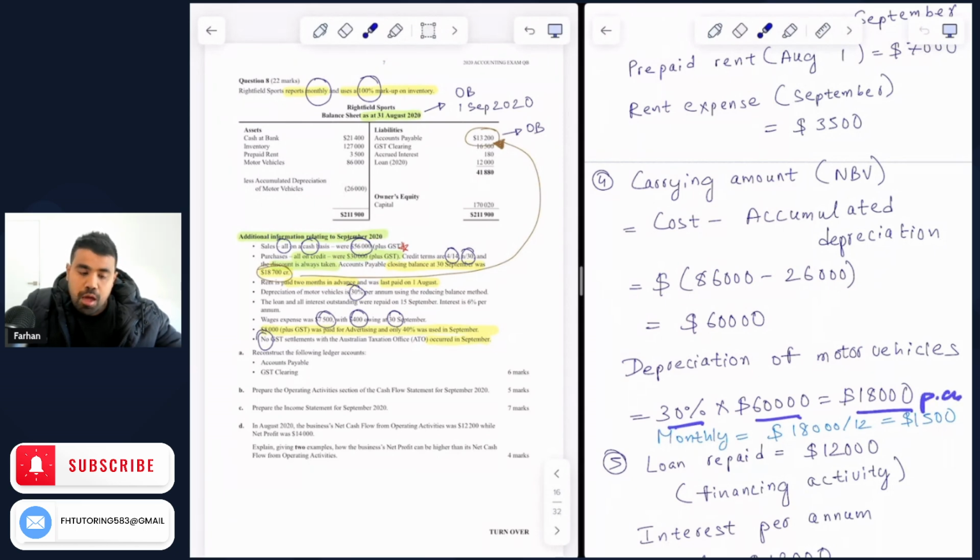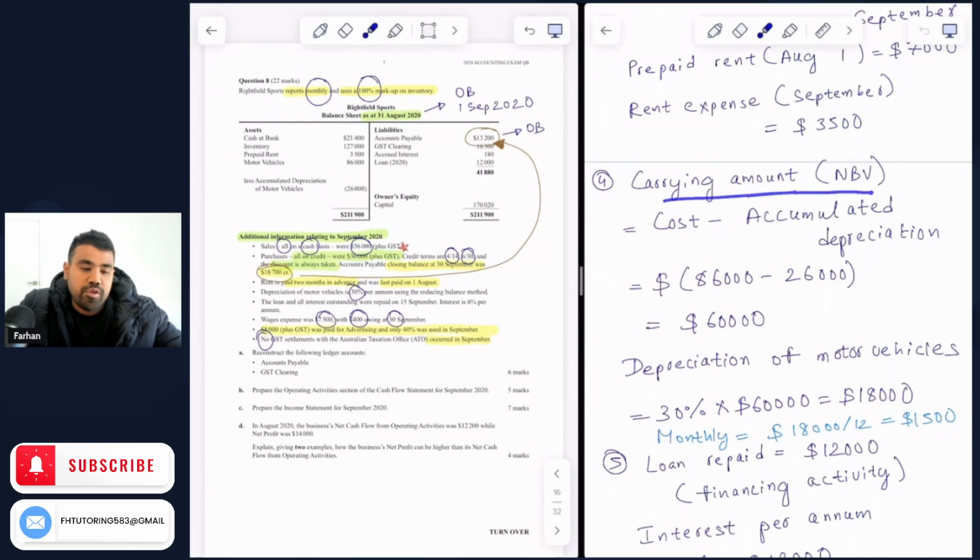But we are only concerned about the month of September, so 1 month. So if for the entire year, which is 12 months, we have a depreciation expense of $18,000, then for 1 month, it is 18,000 divided by 12, which is $1,500 as the depreciation for motor vehicles. And this $1,500 is what we are going to be showing in the income statement as depreciation expense for motor vehicles. Okay, now before we move further into the next additional information, I want to ask you the meaning of carrying amount. So what do you understand by carrying amount or net book value?